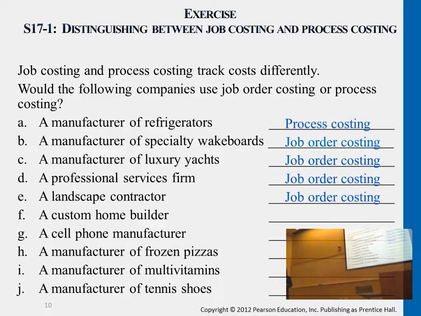Right? Custom home builder, also. What about cell phone manufacturer? Process. Process, massively produced. Frozen pizzas. Process. Multi-vitamin. Process. Tennis shoes. Process. Okay, so here, the terms that I need to highlight when you look at each problem: specialty, customized. These are the terms. Luxury, that usually falls under job order costing. All the others, regular products, also process costing.